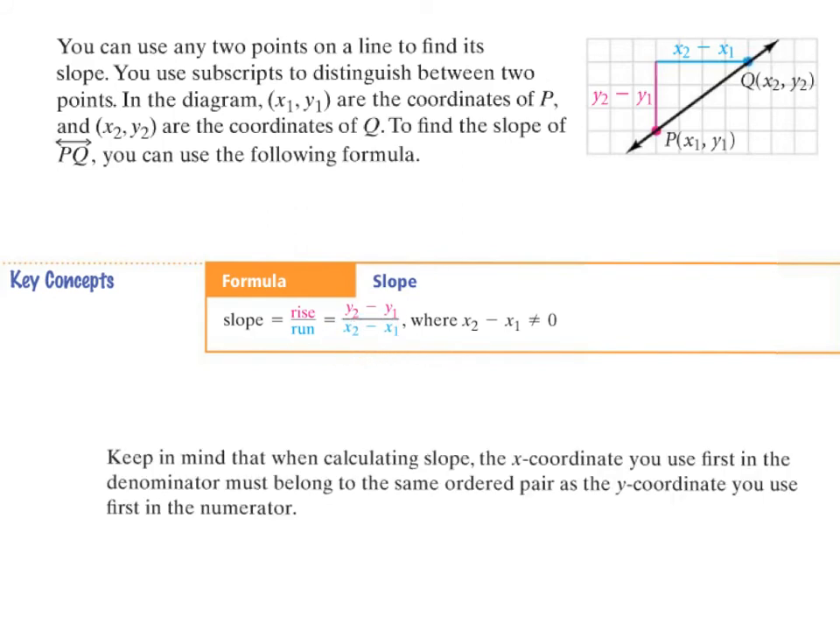Now, keep in mind that when you calculate slope, the x-coordinate you use in the first denominator must be the same order pair as the y-coordinate you use in the numerator. So notice here, I can start with either ordered pair, but make sure if you start with the y value of one ordered pair, you start with the x value of the same ordered pair.